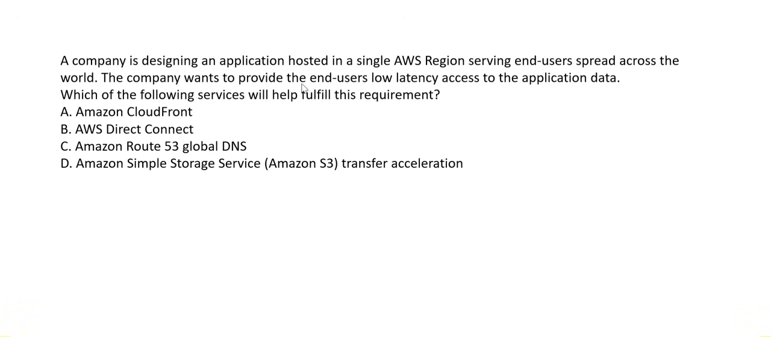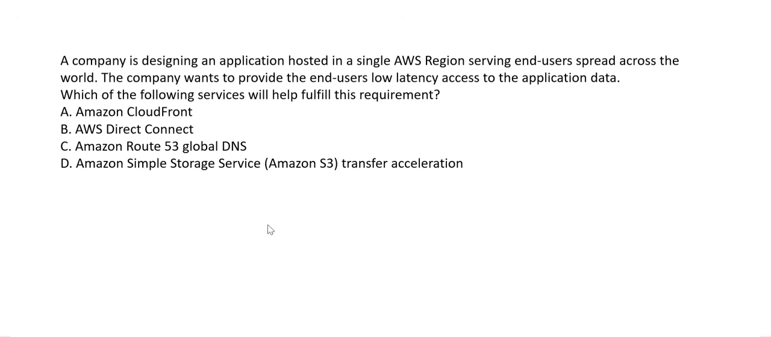The company wants to provide the end users low latency access to application data. So this is also a keyword, low latency access. So you're deploying your application in a single AWS region and you are serving end users who are global, that is across the world. Okay, and then you want everybody to have low latency. So if you are hosting in a single AWS region, suppose in East America, North America, and you want your users in London to have low latency access, or users in France to have low latency access, what will you do?